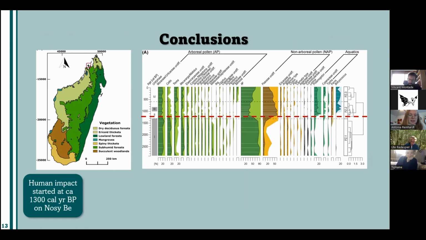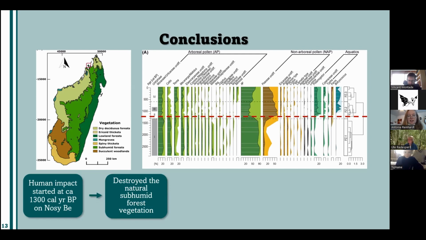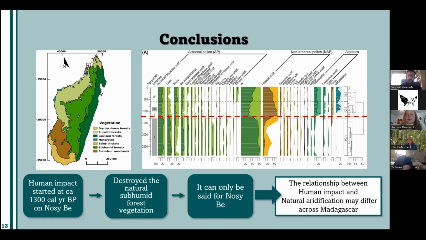Humans destroyed the natural subhumid forest vegetation which was found there. However, this can only be said for Nosy Bé. So the relationship between human impact and natural aridification may differ across Madagascar. And in order to disentangle this relationship further, of course, we need more research.